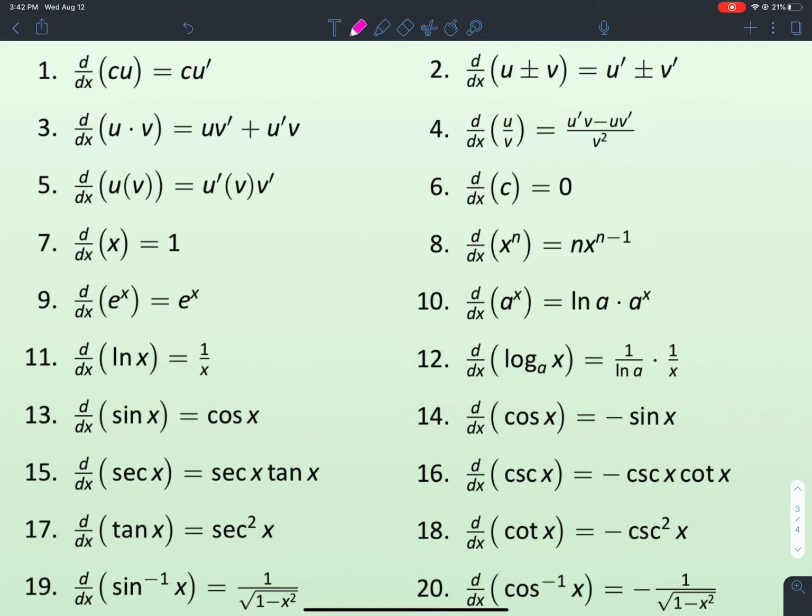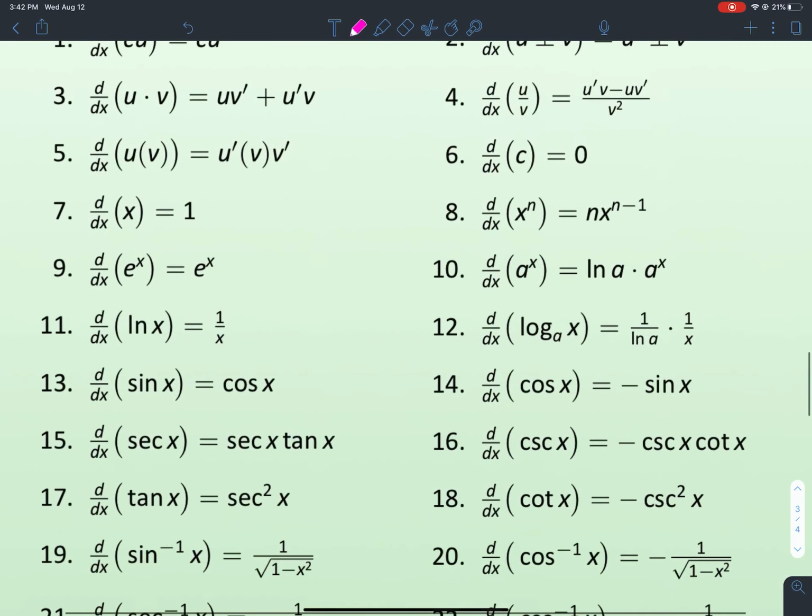Power rule says I take the exponent, I bring it out to be a coefficient, and I subtract 1 from the exponent. Derivative of a to the x is a to the x times the natural log of the base. The base is a.